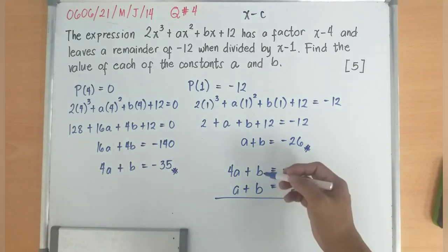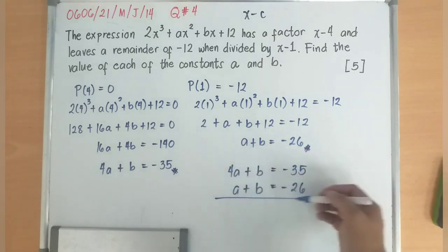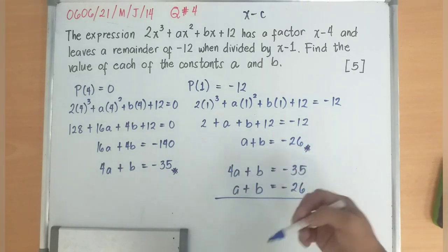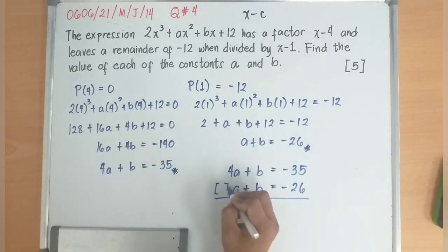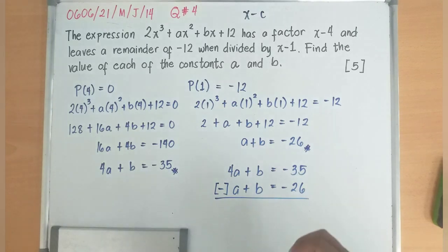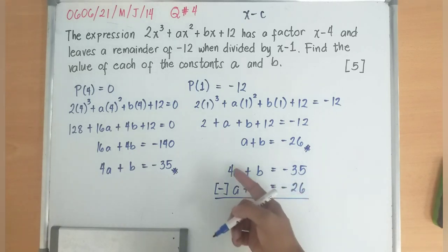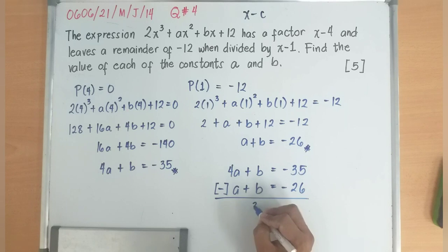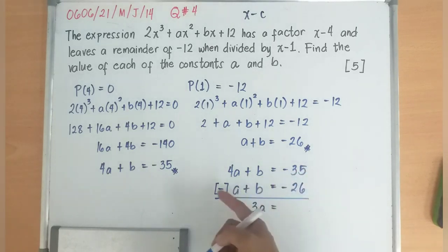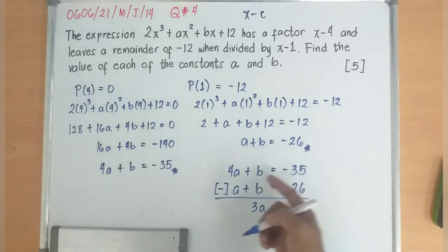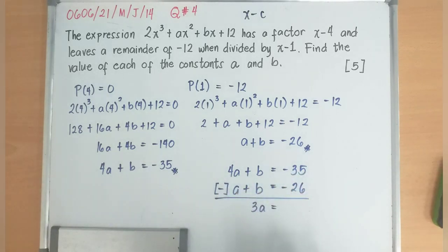Okay? If I will study these two equations, I have b and b the same with like signs. So definitely I'll be subtracting. Why? So that I can eliminate b. b minus b is equal to 0. So no more b. 4a minus a is 3a. Okay. Negative 35 minus negative 26 means negative 35 plus 26 is equal to 11.